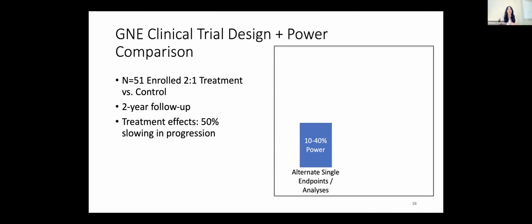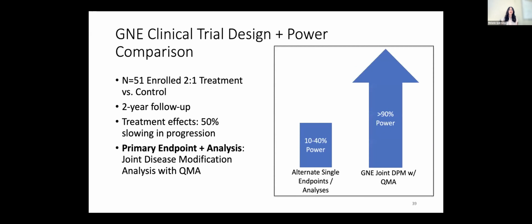And what we saw from all of those other endpoints that we looked at in very traditional analysis methods is that we would only have about 10 to 40% power if we used any single endpoint or very traditional analysis method. But what we estimated using our joint disease progression model, which is actually the primary analysis that will be used in this trial, is that we have over 90% power to detect a 50% slowing in progression. So very highly powered just by jointly using all of the muscle groups and adjusting for disease stage.